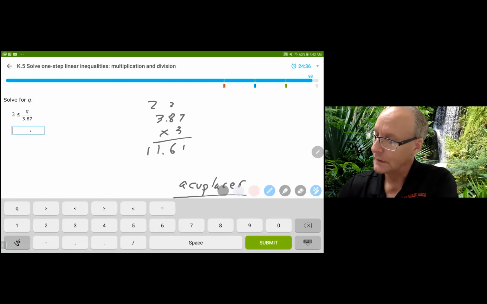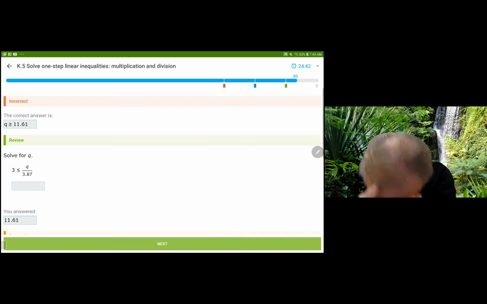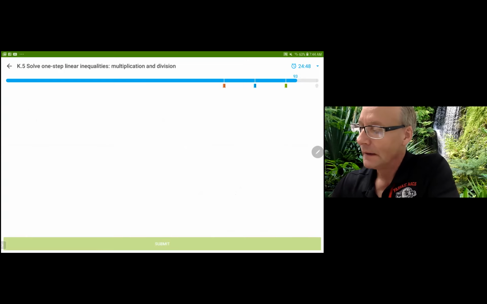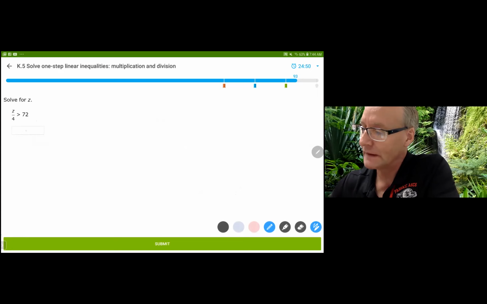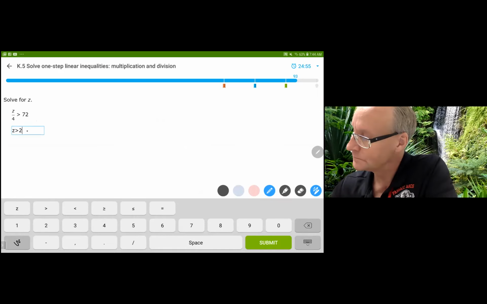11.61. Hopefully that's right. Oh, helps if you put in the inequality, doesn't it? All right. We're going to multiply by 4 on both sides. So z is greater than 288.